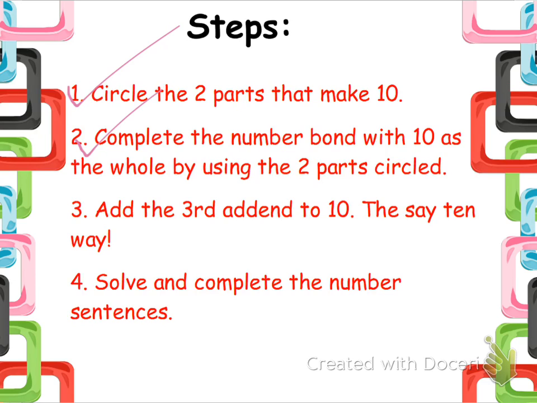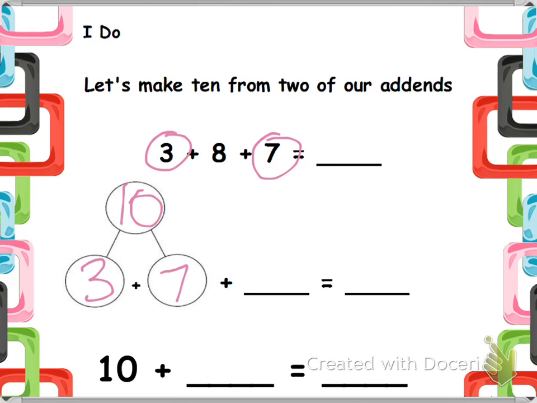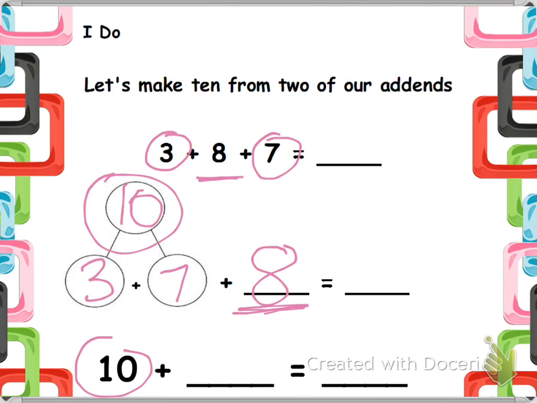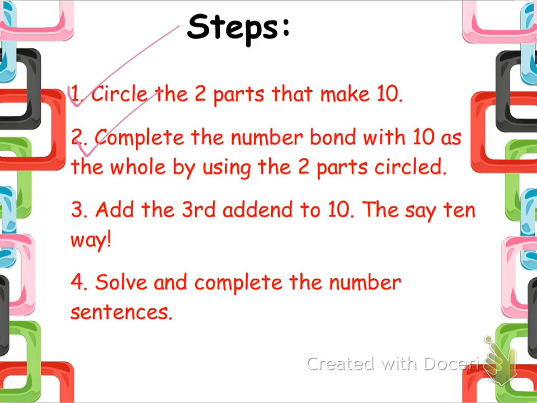Step number 3, we know that we're going to add the third addend to 10, the say 10 way. So now let's look at this. The addend that we did not use, or the part that we did not use, is 8. So we're going to add 8 right there. Now the 10 way means that we're going to say 10, which is now our new part, and then the part that we have left. So 10, 8. Well, what is 10, 8? Well, first, let's check off this.